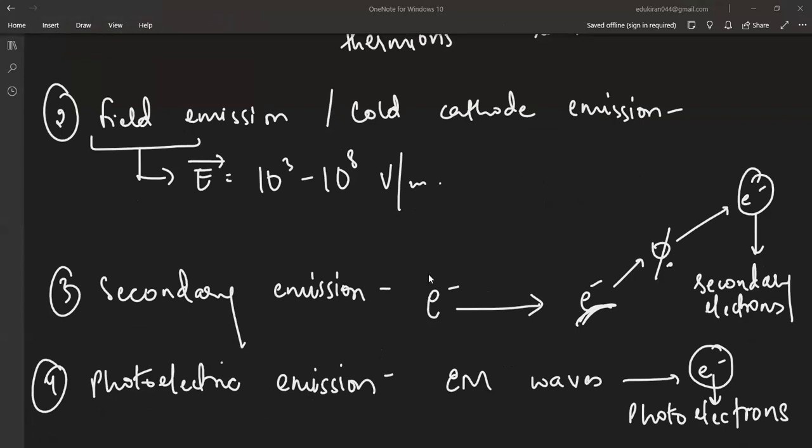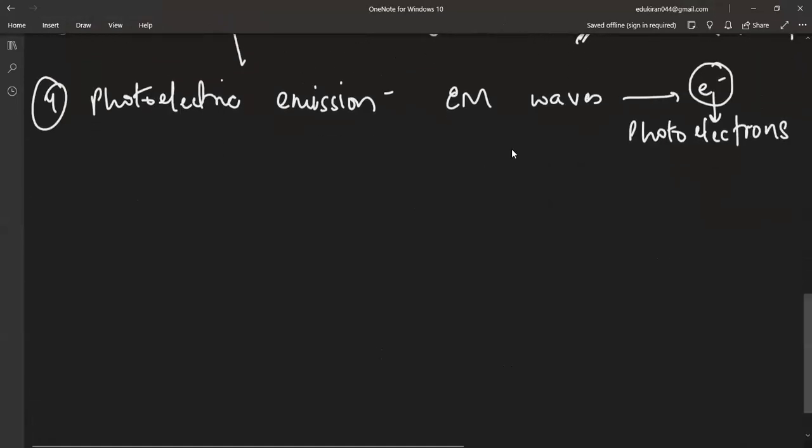I have already told you, out of all of these emissions which are occurring, the last one, that is the photoelectric emission, is very important. We talk about the electromagnetic waves, the entire electromagnetic radiation spectrum is important. We'll be dealing with that only. So you can get a separate question to describe the phenomena of photoelectric effect.